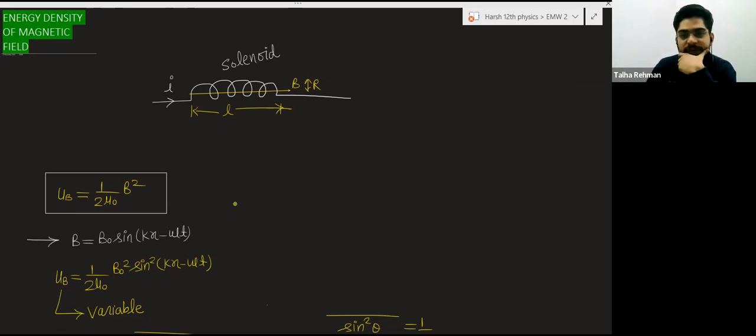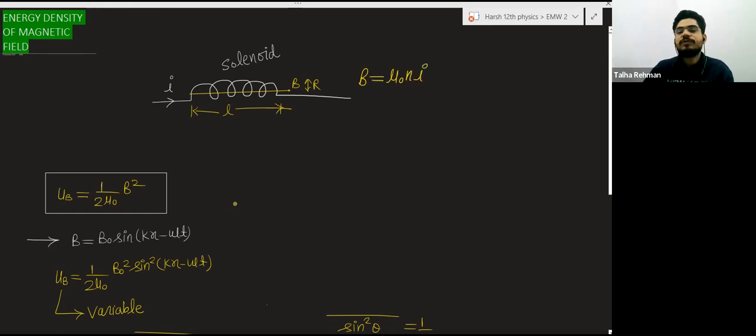And remember that the magnetic field for the solenoid is given by mu naught into the number of turns per unit length into the current in the solenoid. B is equal to mu naught n I. And this magnetic field is axial inside the solenoid.